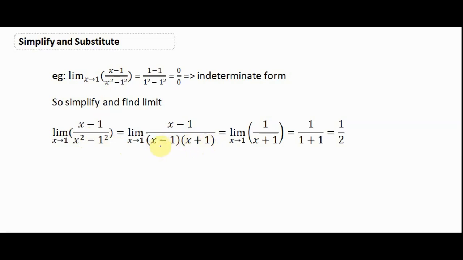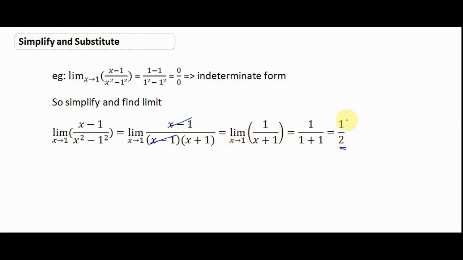Okay, if we expand the denominator term like this, you can see that we can cancel this x minus 1 with this one, and we can simplify the expression as 1 by x plus 1. So first we are simplifying the given expression, and then if we substitute x equal to 1 in this expression, what we get is 1 divided by 1 plus 1, which is equal to 1 by 2. So the value of the limit at the point x equal to 1 is 1 by 2.